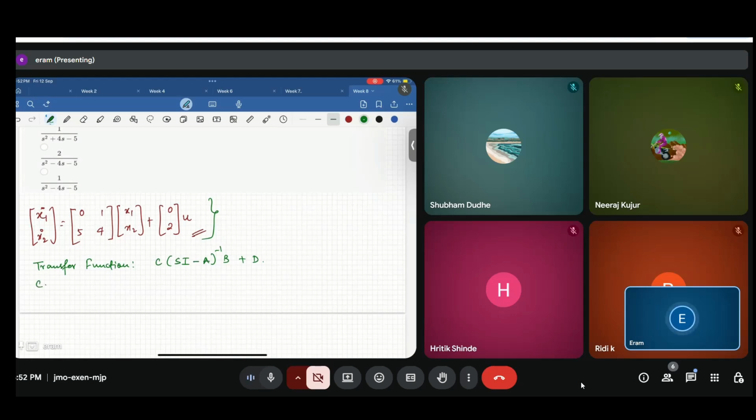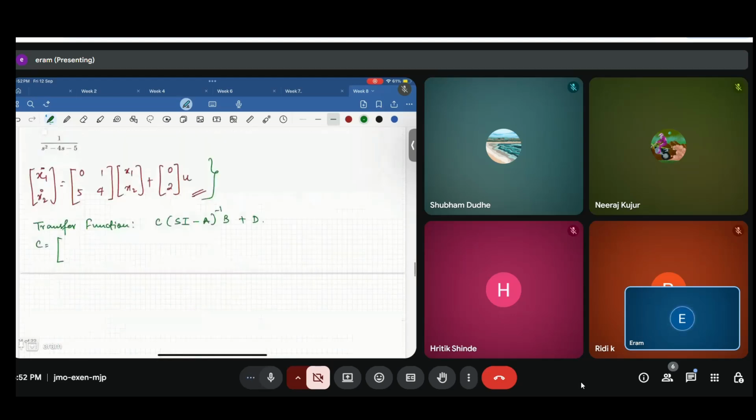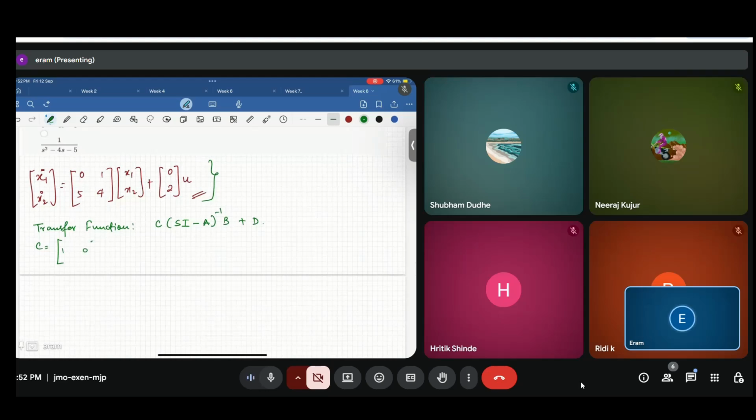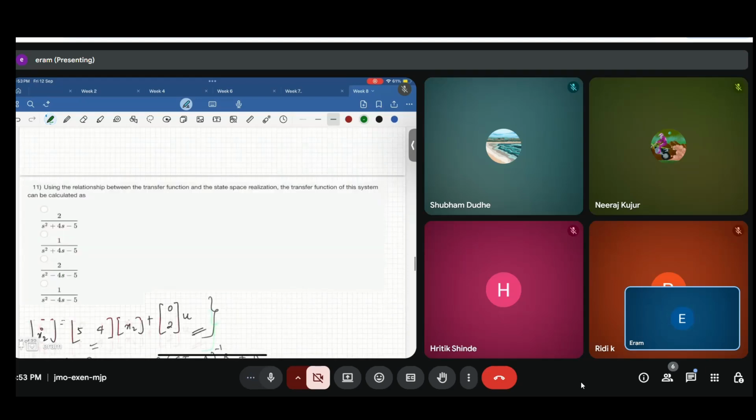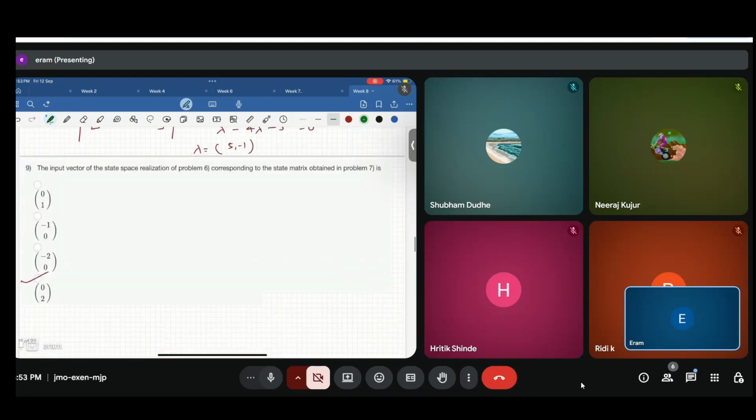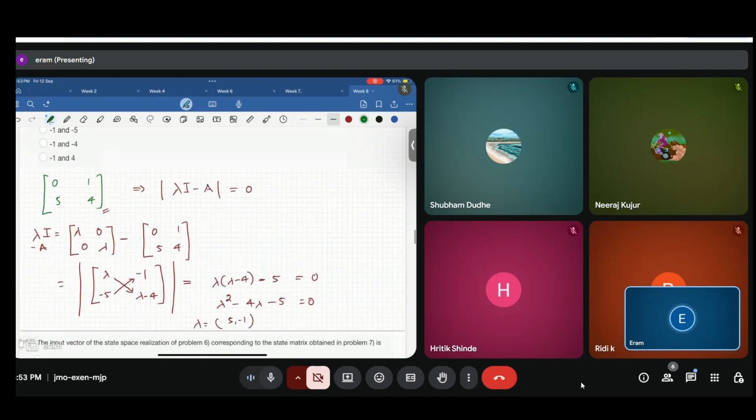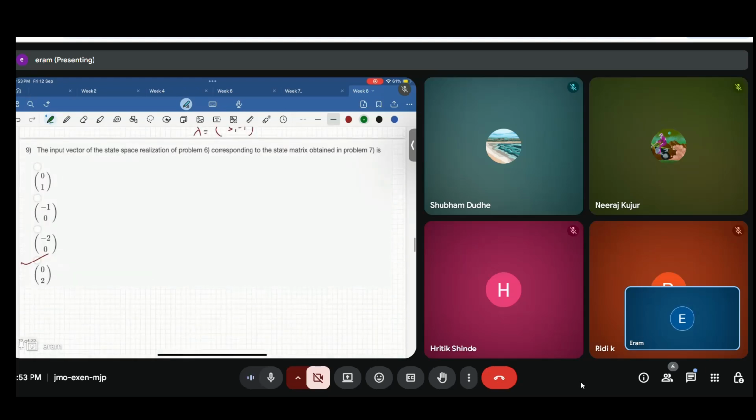The C matrix we have calculated as 1 0. A we already know from here, and B, the control matrix, we already know. Where is it? Yes, the input vector is 0 2.